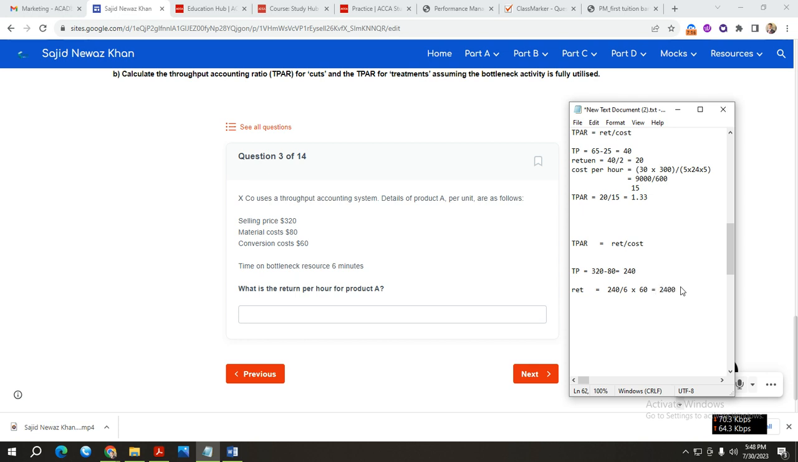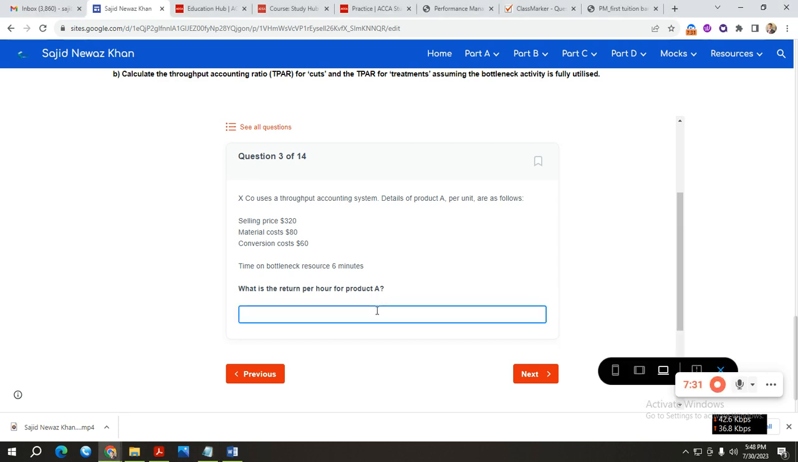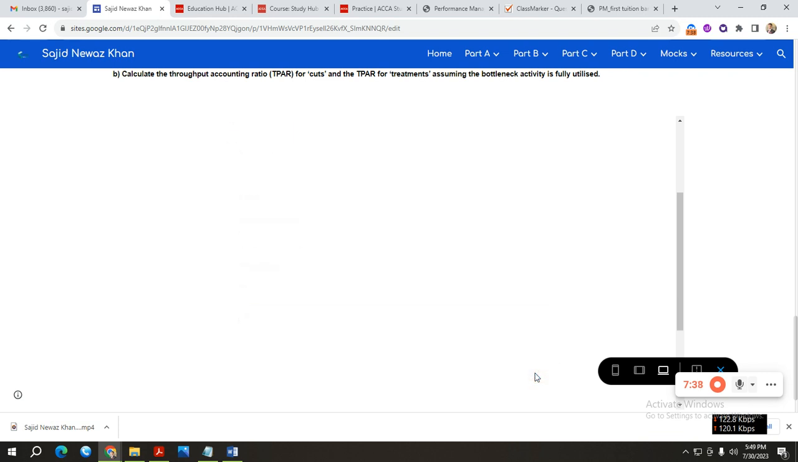In other words, if it only takes 6 minutes to earn 240, in 1 hour we have 60 minutes. That basically means that we can make 10 of these products. So if you can make 10 of these products, 10 times the throughput, the throughput accounting ratio, which is 2400. So that's going to be the answer, 2400. Let's go on to the next one.